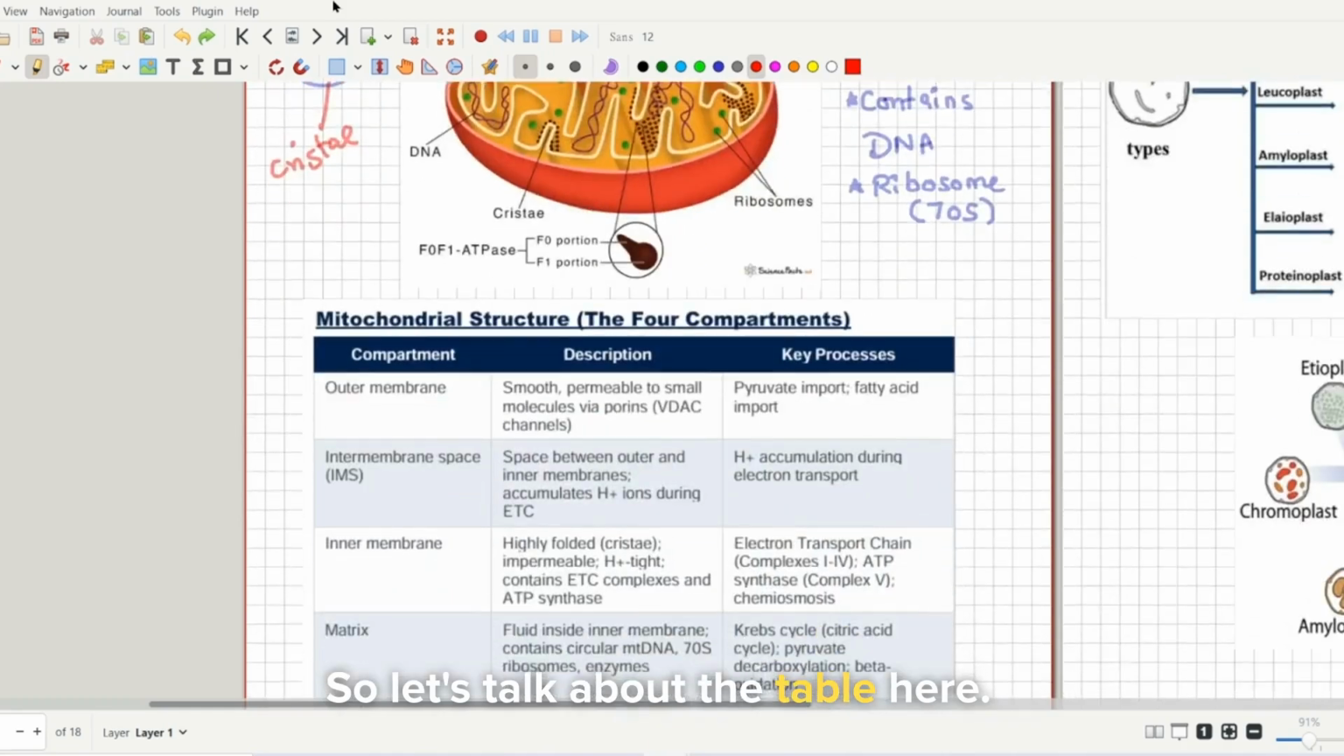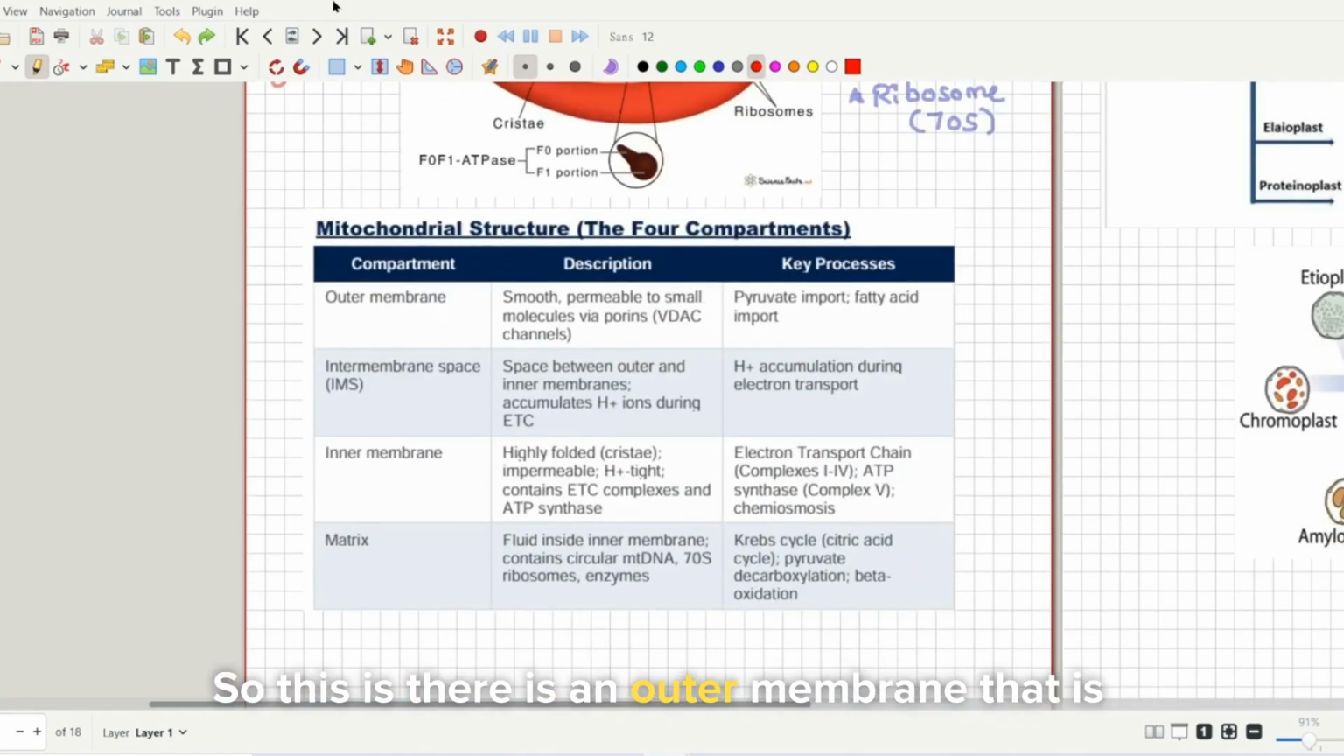So let's talk about the table here. There is an outer membrane that is smooth, permeable to small molecules, and it contains porins. And there is the intermembranous space between the outer membrane and inner membrane, and it is the place where H positive ions accumulate. We will discuss how H positive ions accumulate, and why there is accumulation in the intermembranous space, in our topic for respiration. When we talk about the electron transport chain, then this topic will be really clear.